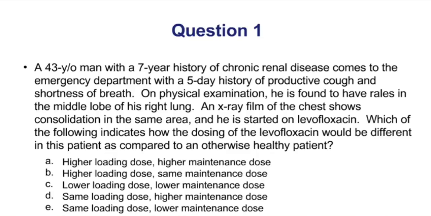Of course, chronic renal disease is going to affect the clearance of the drug. Since clearance is not a part of the loading dose equation, you would expect the loading dose to be the same. Clearance is, however, a part of the maintenance dose equation. Since you're going to have reduced clearance, you're going to have a longer half-life of the drug, we need to lower the dose of his maintenance dose. The correct answer here is choice E. Same loading dose, but lower maintenance dose.